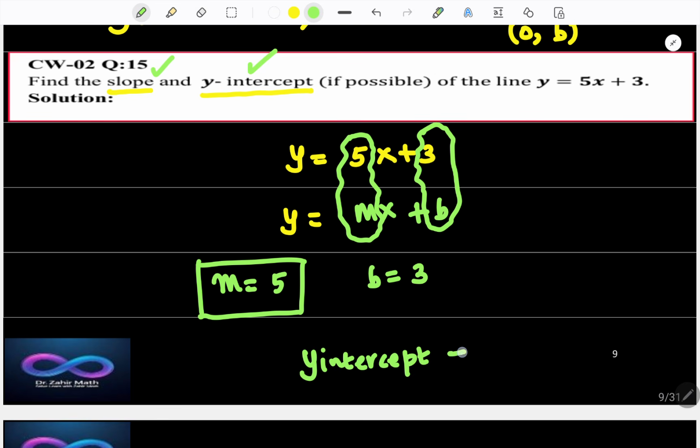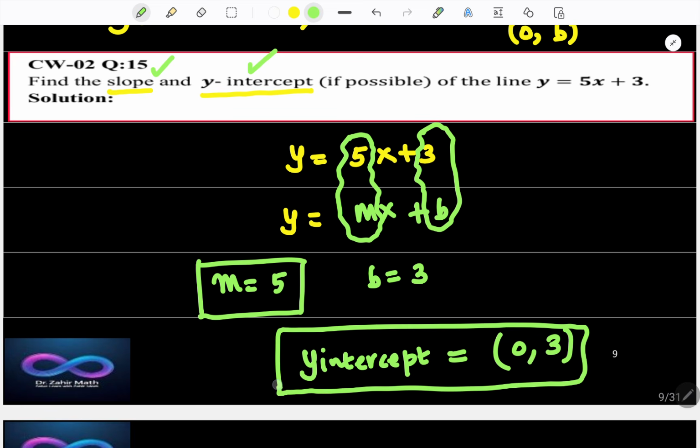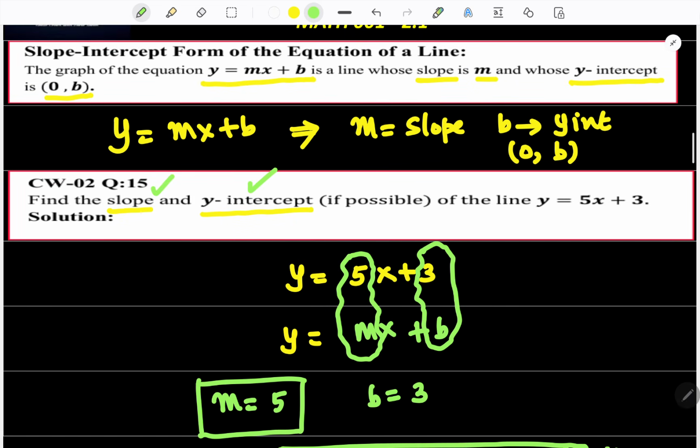Keep in your mind, y-intercept is putting x equal to 0. The y value is what? 3. So which is 0 comma 3. Clear, all of you? Right. So this is the y-intercept. It should be in the form y equals mx plus b.